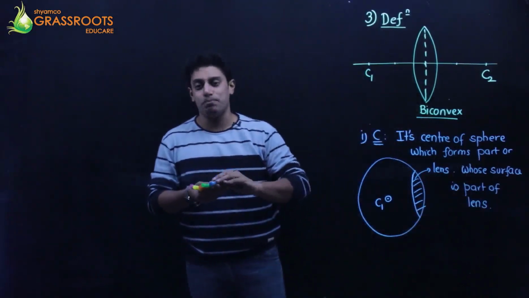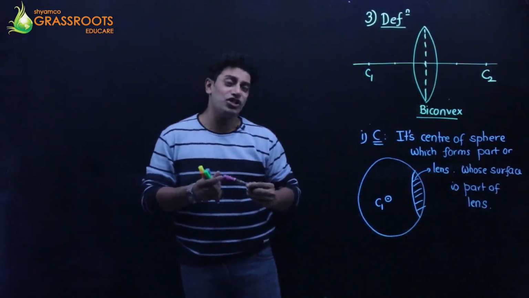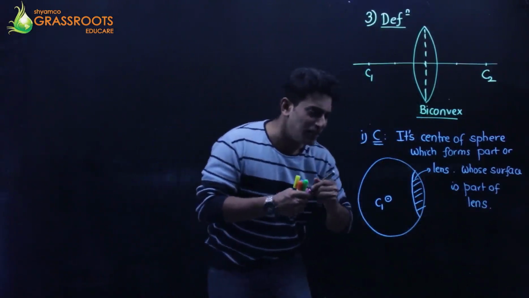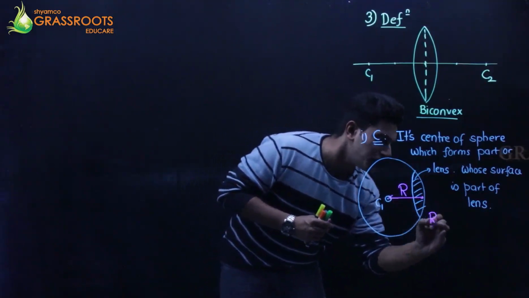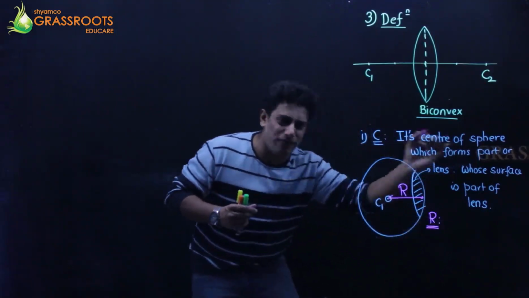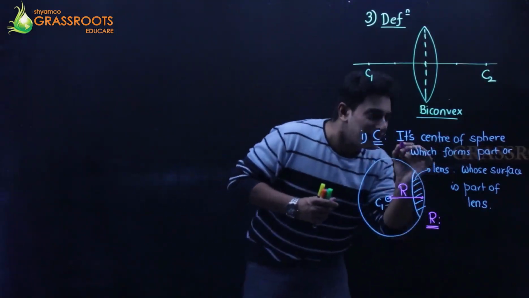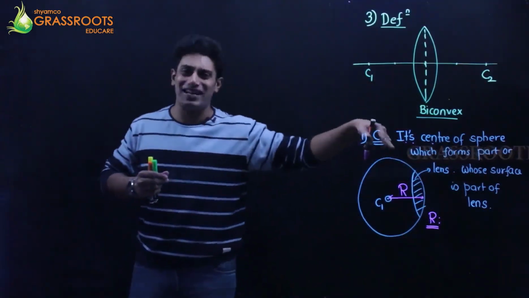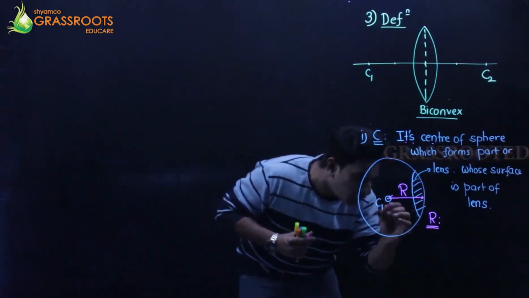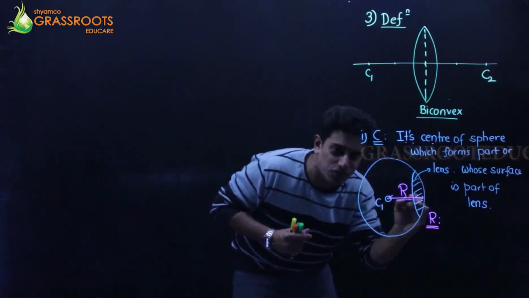Talking about the next definition, which is radius of curvature. Radius of curvature is this one basically. So radius of curvature, it's the same definition. Look at that. It is the radius of a sphere. Center of curvature was the center of a sphere. Radius of curvature is the radius of a sphere.